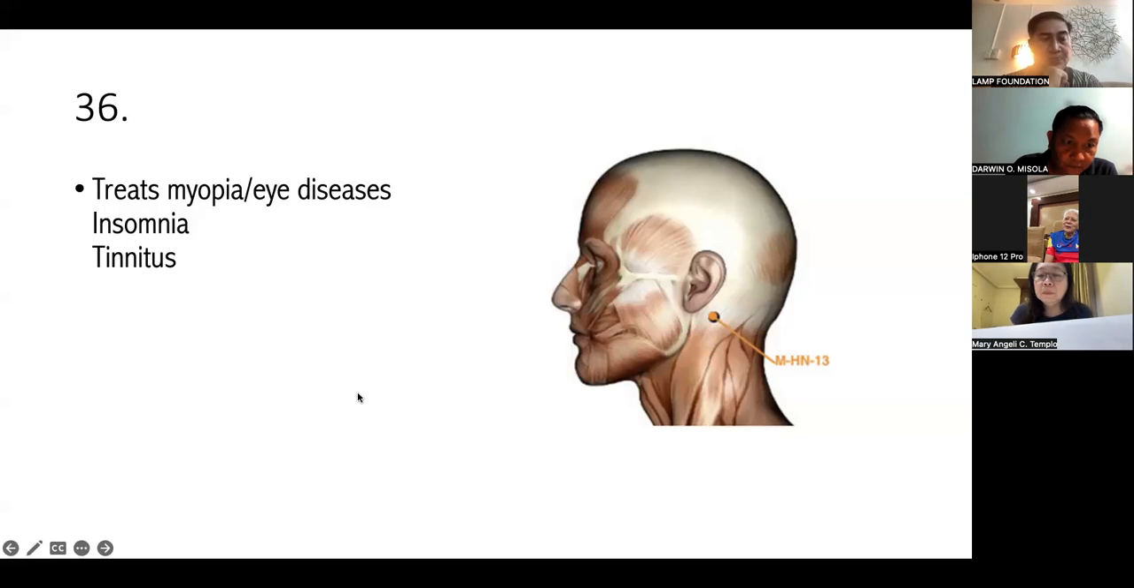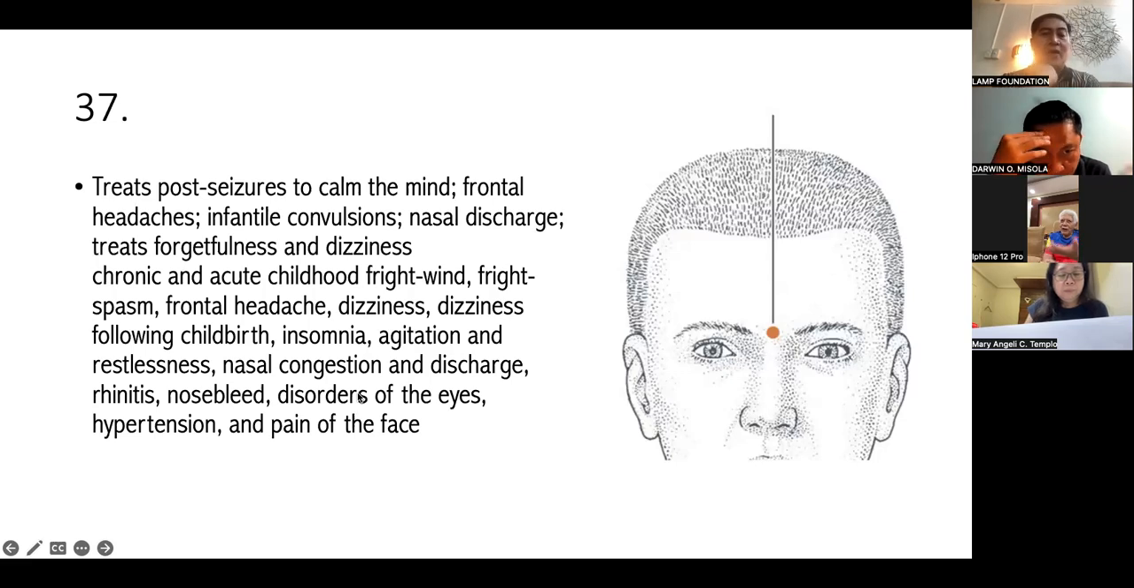Okay, ito, napaka-effective po nito. Okay, what do you call this extra point, which is very good for myopia? You know what's myopia? Nearsightedness. And also eye diseases. Good for insomnia and tinnitus. Hindi po siya GB20. So parang malayo-layo. Okay. Ito po yung Yiming. Yeah, Yiming. Sorry. Yiming po. Very good.